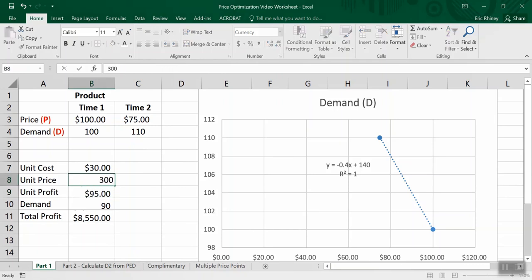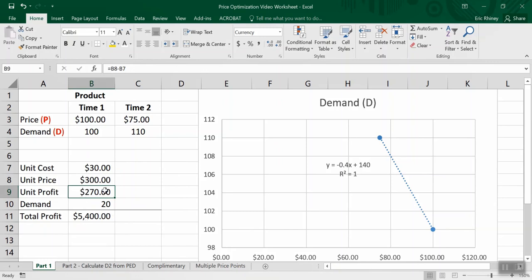What if we went up to $300? Wow. Even at $300, we're still profitable, but guess what? Our profit went down. When we were around $125, we were making over $8,000. Now we're more profitable per unit, but because we're selling fewer units, we're less profitable.